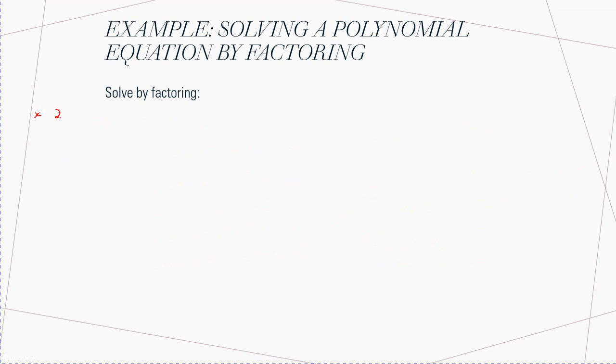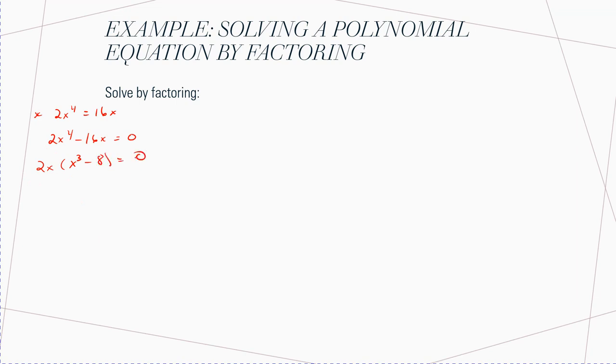Let's look at 2x to the 4th is equal to 16x. What you do not want to do is just start by saying, oh, let me just divide by x. Don't do that. Subtract the 16x over. Now factor. I can factor out a 2x, and I'm left with x cubed minus 8.